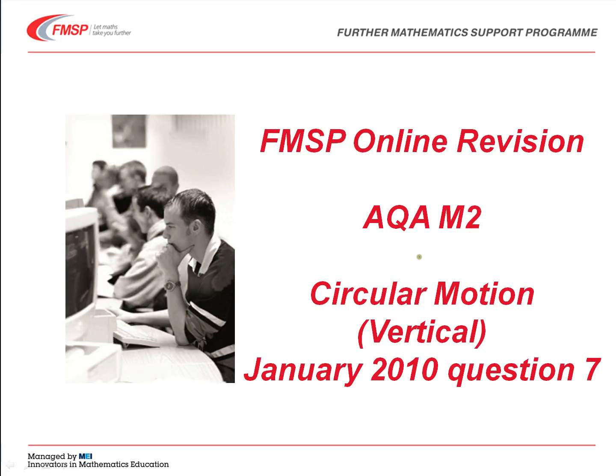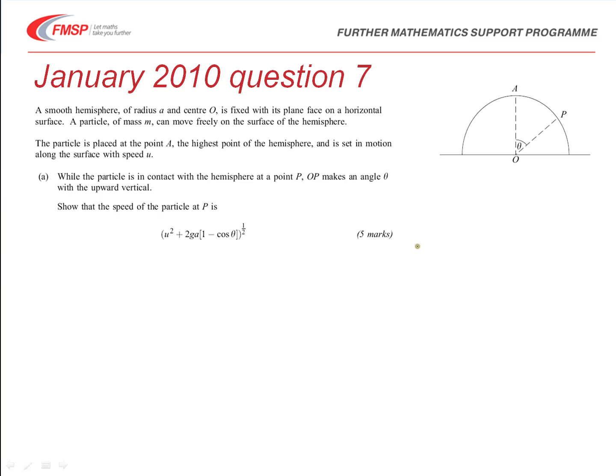Well, welcome to this online revision session for AQA M2, in which we will be considering the January 2010 question 7 on circular motion in the vertical plane. In this particular problem we have a smooth hemisphere of radius a, centre O, and we have a particle of mass m which is free to move on the surface, so it's on the outside surface of the hemisphere.